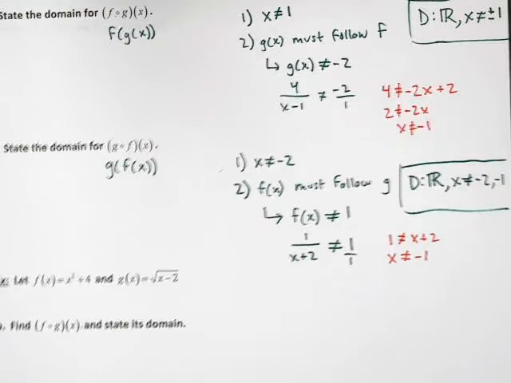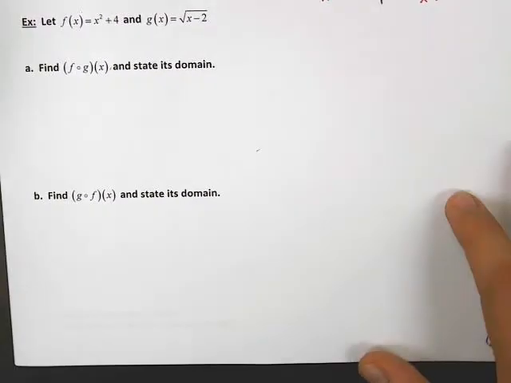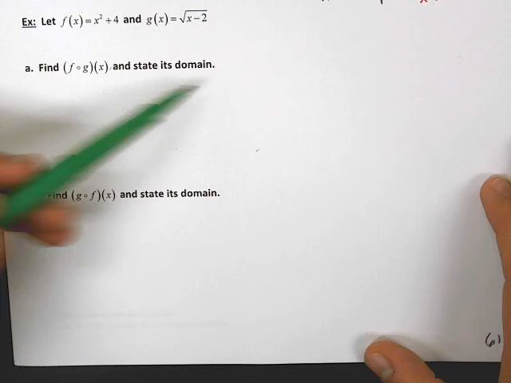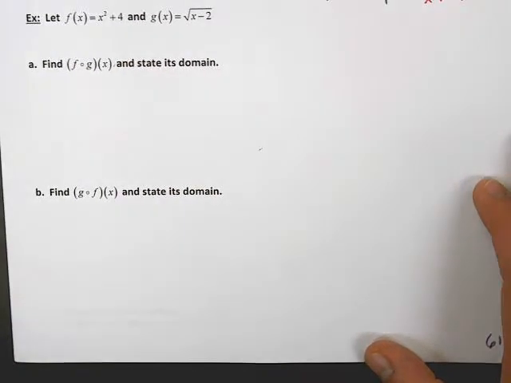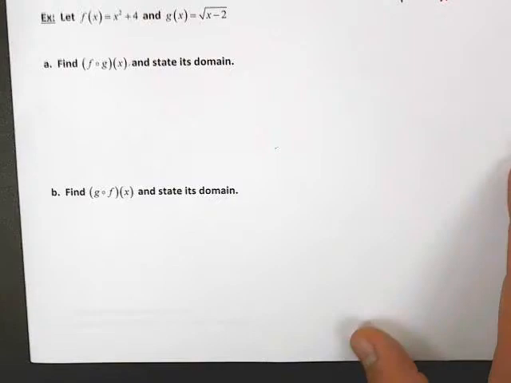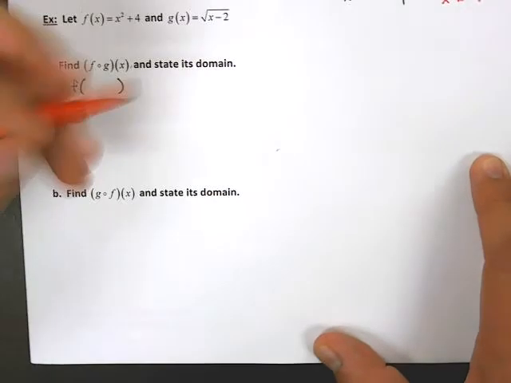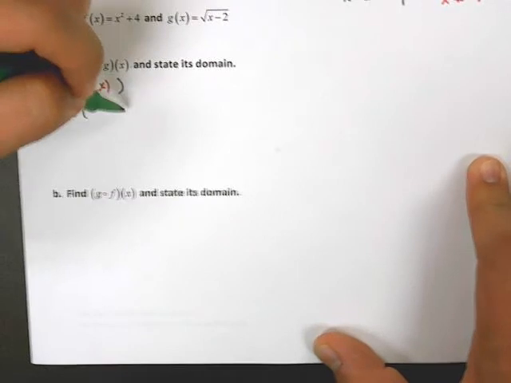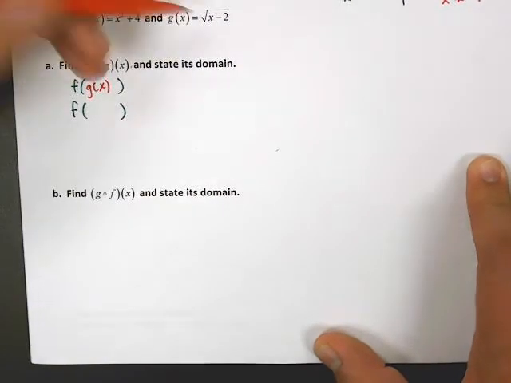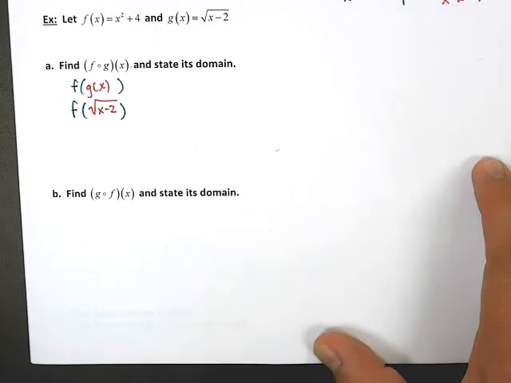Alright, let's move on to something more challenging, not difficult, challenging. Here this says that we don't want to just state the domain. We want to actually find f of g of x and then state its domain. So that's going to look a lot like what we've done in previous videos. So I'm going to rewrite f of g of x: f of, and then my g expression is the square root of x minus 2.